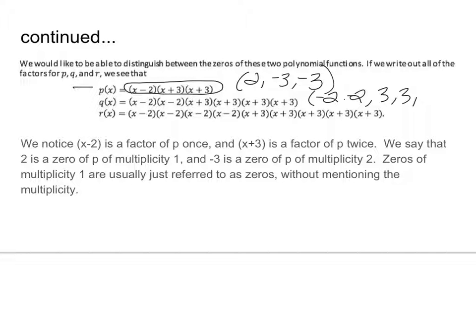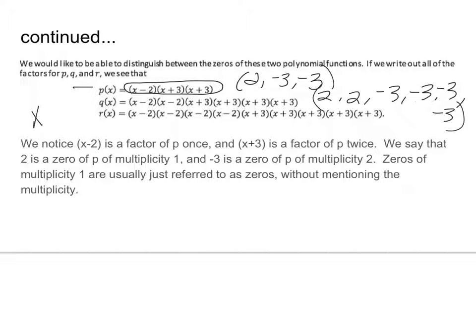For q of x, I did that backwards. Let's erase that. We have 2, 2, and then 4 -3s. So see the multiplicity. Q of x, the graph is actually 1, 2, 3, 4, 5, 6. It's a degree of 6.